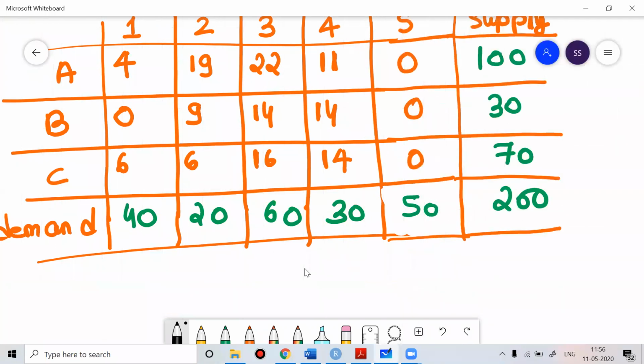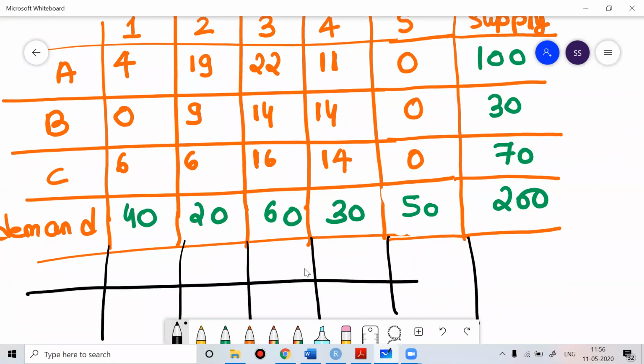Now use the Vogel approximation method. So if I use the Vogel approximation method, I'll find the penalty one by one. Same thing, what you will do: the lowest element in the first column is 0. So 4 minus 0, you will get 4. Then the next one is 9 minus 6, you will get 3.